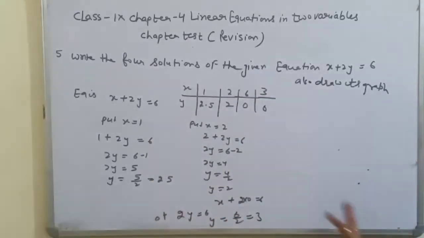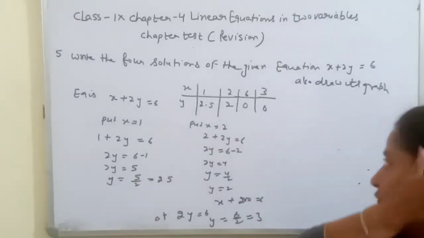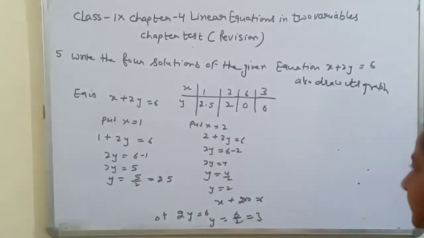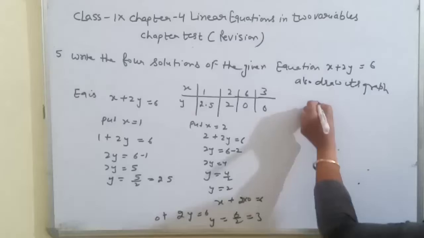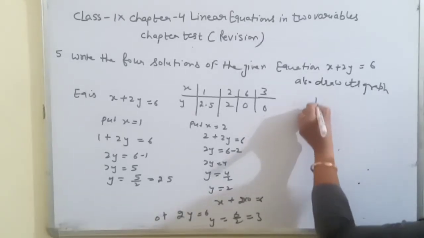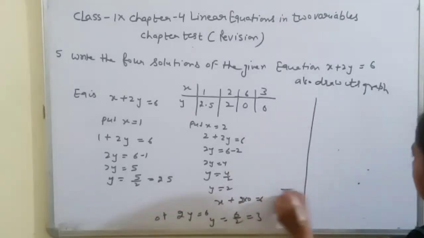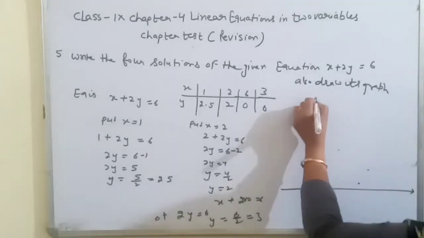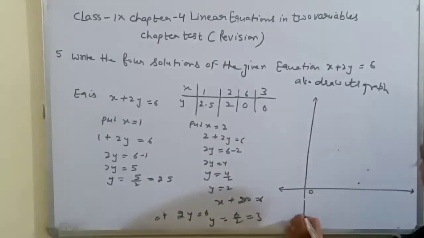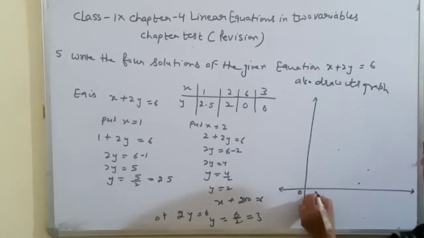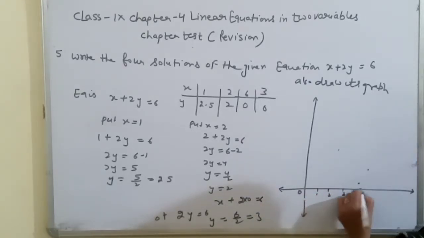Now these are the four solutions and we have to plot these four solutions on the graph sheet. Roughly I am doing it here, but you have to do it on the graph sheet. It's just a practice session, that's why I am using the board. But when you do this question, you will draw it on the graph sheet. x: 1, 2, 3, 4, 5, 6.